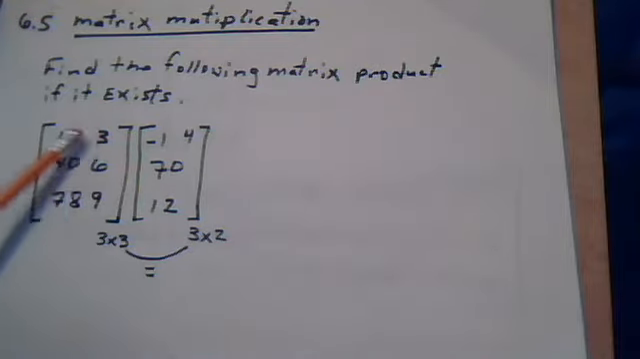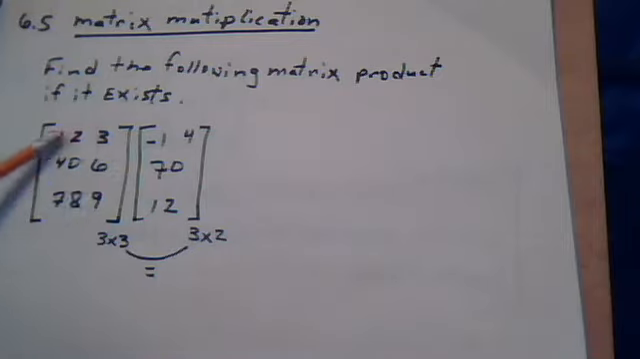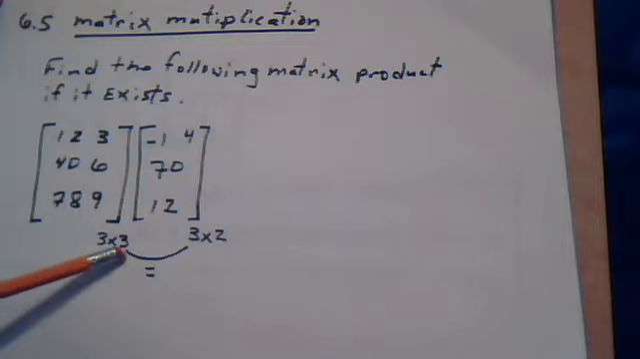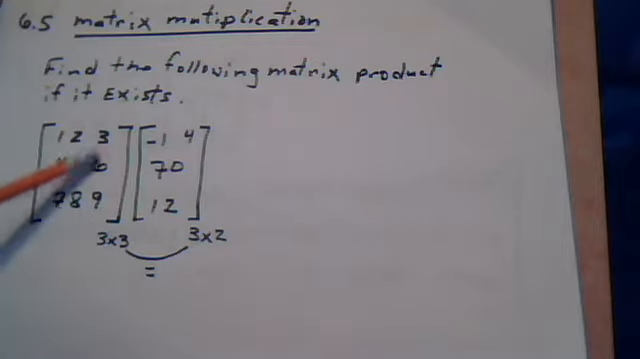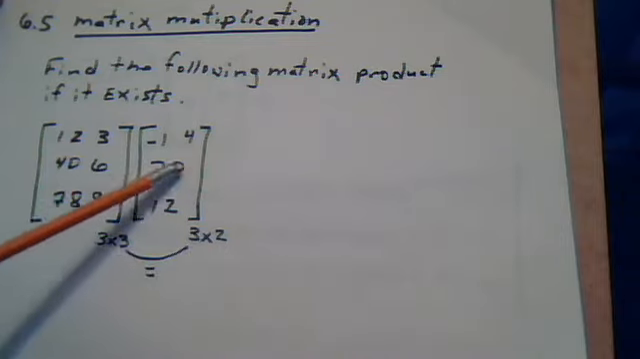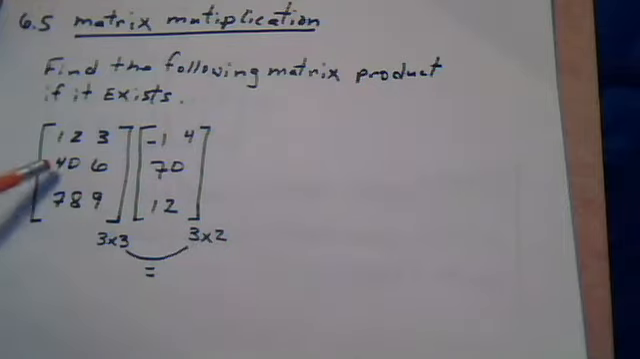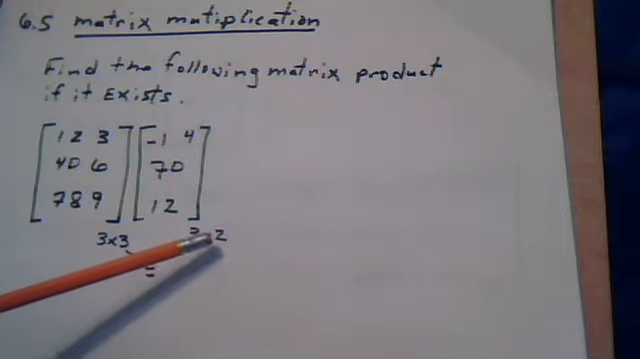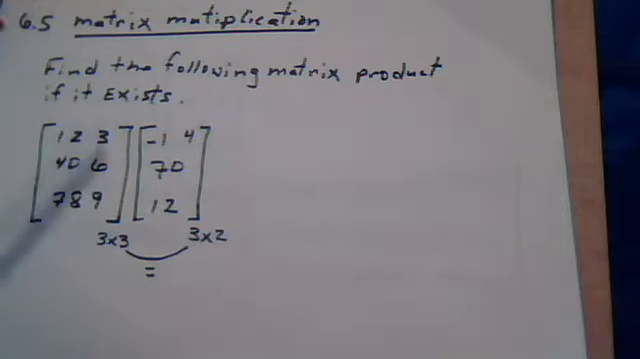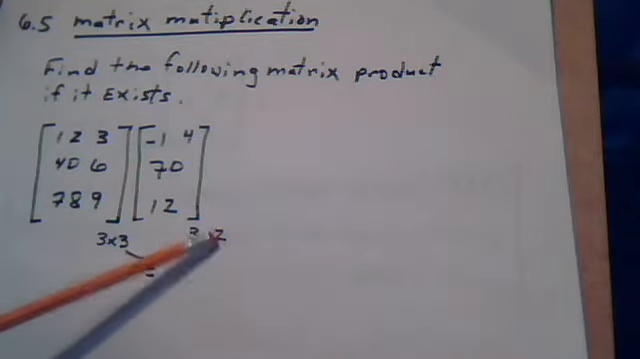So this is a 3 by 3. The first number is always the number of rows. The second number is always the number of columns. Now let's write the dimensions, or the size, of the other matrix. So 3 rows, 2 columns. We say this is a 3 by 3 and this is a 3 by 2. We don't say 3 times 3. We say 3 by 3, 3 by 2.